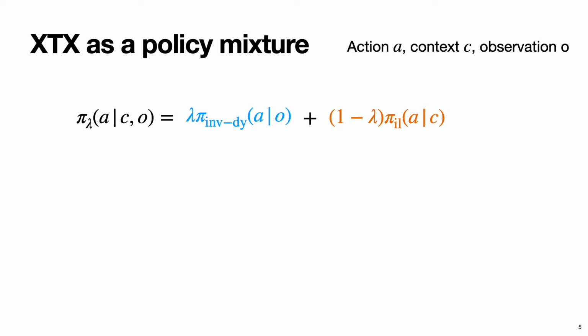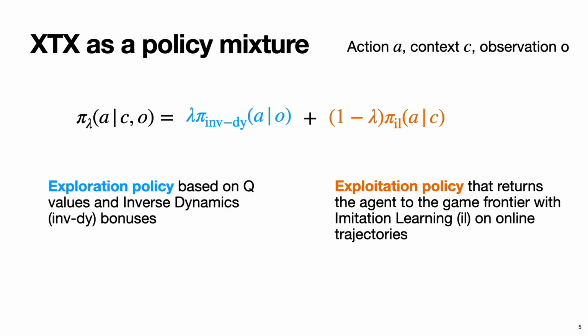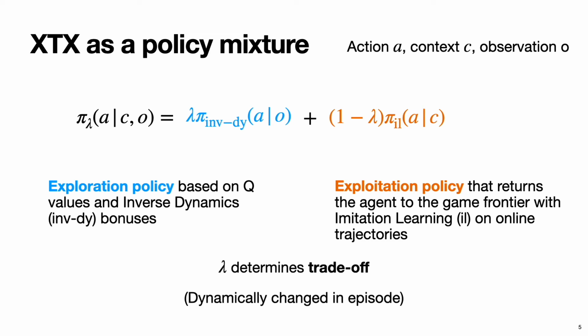In practice, we implement XTX as a policy mixture. The exploitation policy brings the agent back to the game frontier using imitation learning on online trajectories. The exploration policy performs exploration based on past knowledge from Q values and action uncertainty estimates from inverse dynamics bonuses. Lambda determines the trade-off between these policies and is dynamically changed in the episode.